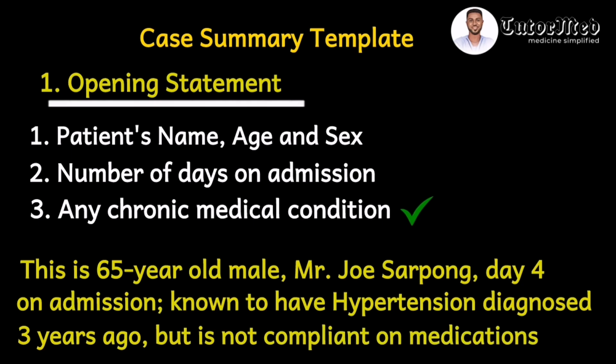And so here we see the patient's age, the patient's name, the patient's sex, his number of days on admission, and then the fact that he has chronic hypertension, diagnosed 3 years ago, and is not compliant on medications. And so the opening statement sort of gives us a general background of the patient before he was admitted.